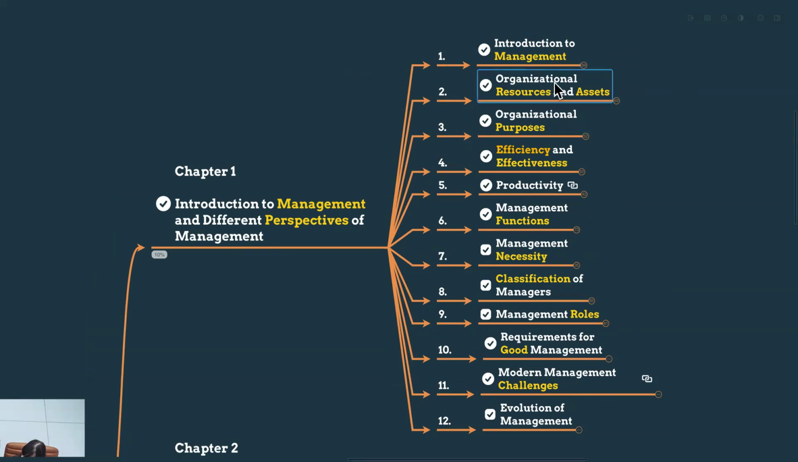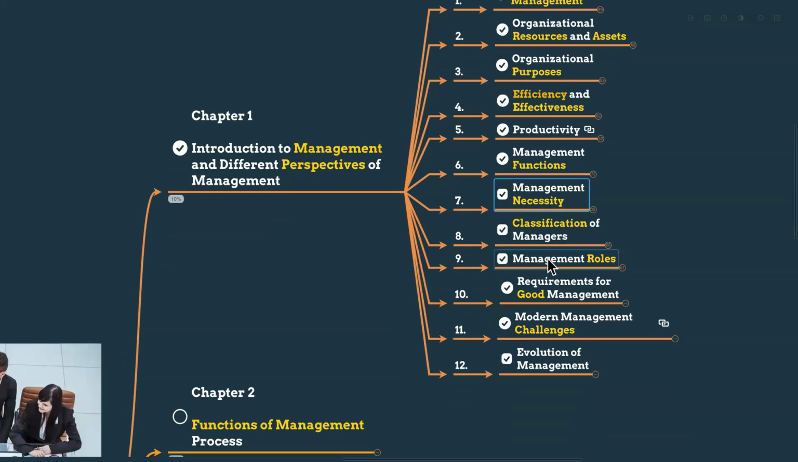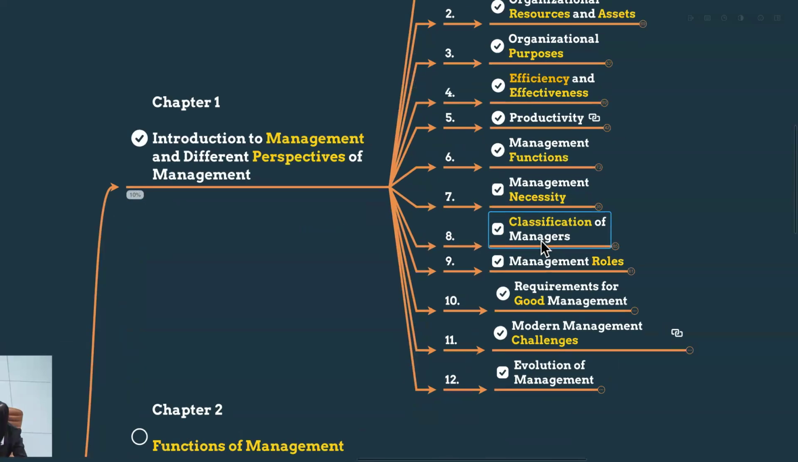organizational resources and organizational purpose, efficiency, effectiveness, productivity, and management functions and necessity and classification of managers, management roles, requirements for a good management, and the modern management challenges, as well as the evaluation of management. So these are the topics we have actually studied.